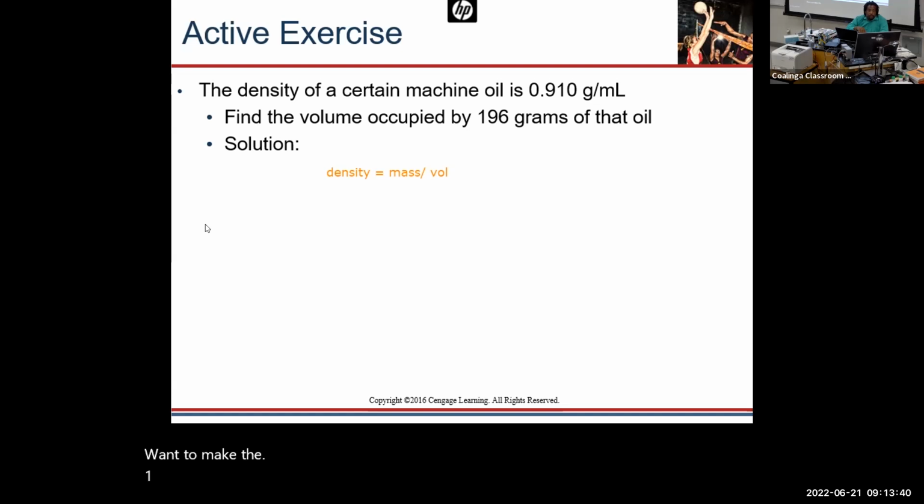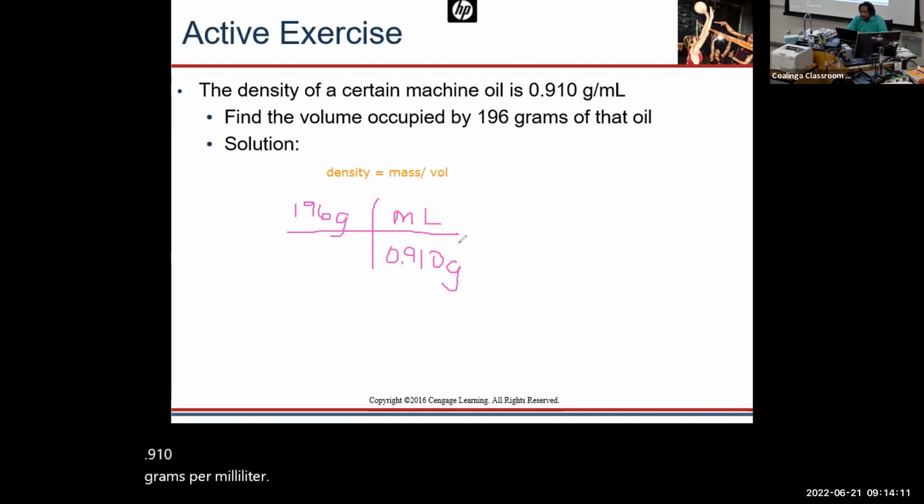196 grams divided by 0.910 grams per milliliter. Okay, so you're saying 196 grams divided by 0.910 grams per milliliter. Okay, so the grams are going to cancel out, and we're left with just milliliters. What do you guys get?